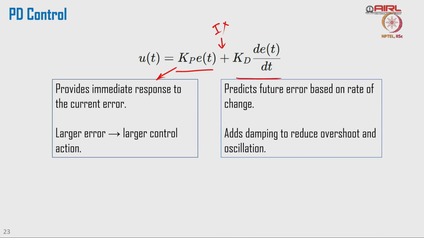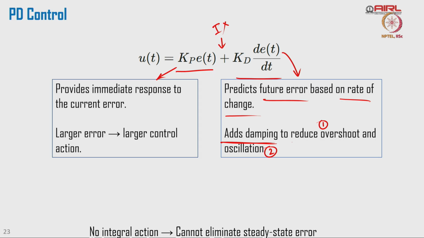And what happens in case of the derivative control? It predicts future error based on the rate of change, adds damping to reduce overshoot and oscillation, right. So, what is missing here is the integral term.